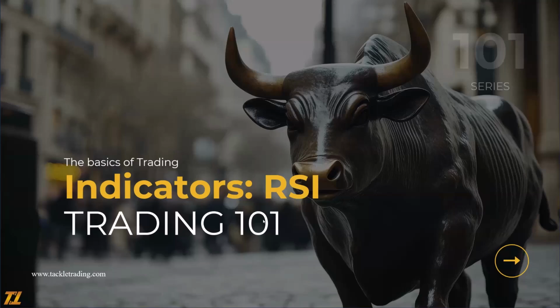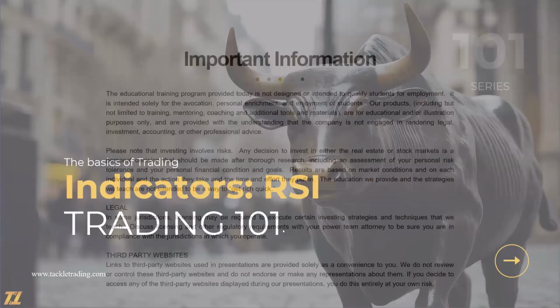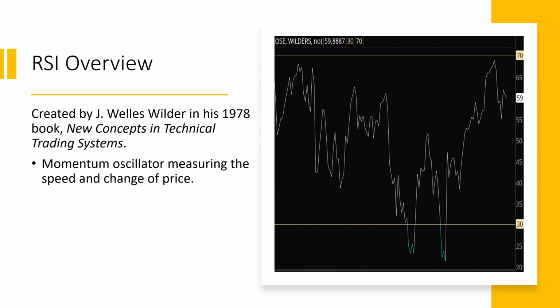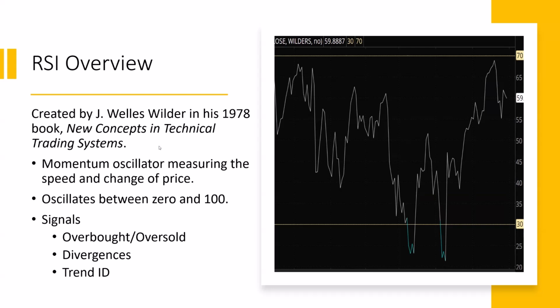Let's get into it and break down RSI. RSI stands for Relative Strength Indicator. It was an indicator, like many of the OG traditional indicators, created in the 1970s and 1980s by Welles Wilder in a book called New Concepts in Technical Trading Systems. It is a momentum oscillating indicator that oscillates between 0 and 100, and it gives us certain tradable signals at different levels on the indicator itself.